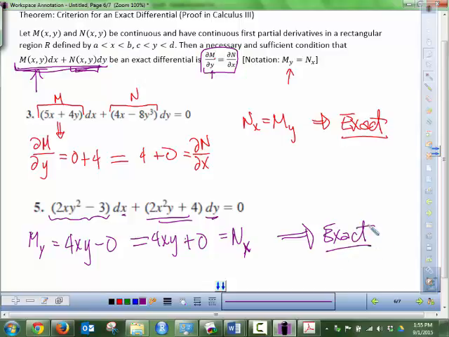Okay? So not everything will be exact. These two examples happen to be, which means we should be able to solve for this. Okay so far? All right. Now, these are differentials. These are derivatives, and there's derivatives of x's and y's.